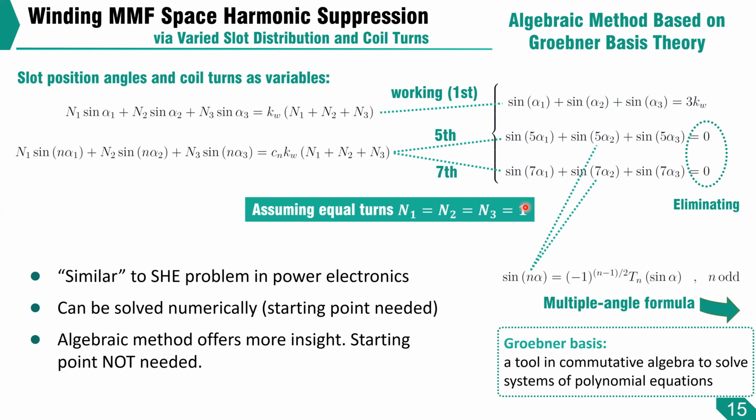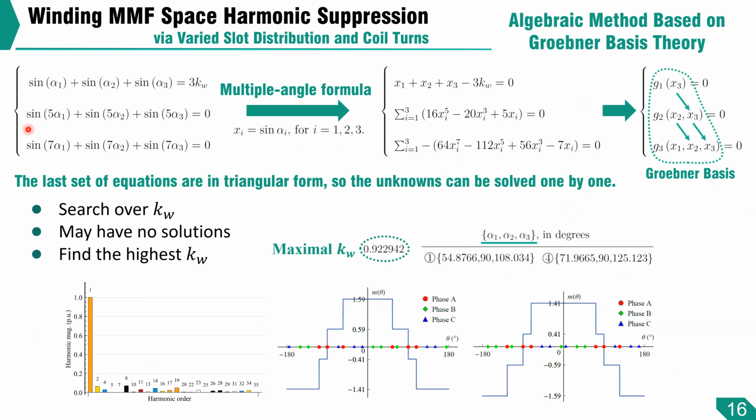These simultaneous equations can be solved numerically, but that may fail if the initial guess is too far away. To avoid that, we can use algebraic methods. For example, Gröbner basis, which is a tool in commutative algebra to solve simultaneous polynomial equations. We use this multiple angle formula to convert these equations to polynomials of sin alpha 1, sin alpha 2, and sin alpha 3, which we write as x1, x2, x3 for short. Then we solve them by finding their Gröbner basis, which will be in this triangular form, so the unknowns can be solved one by one.